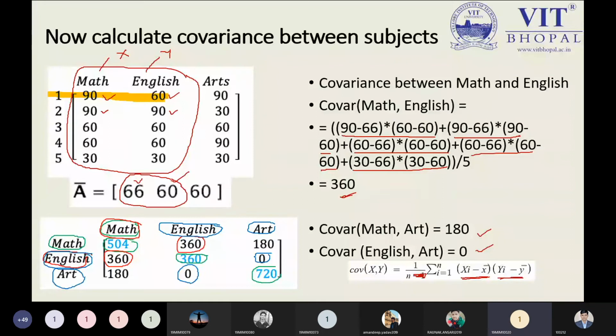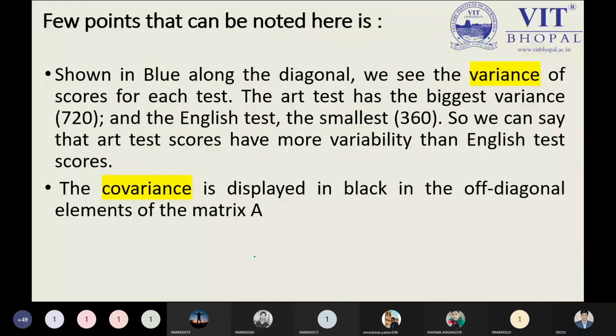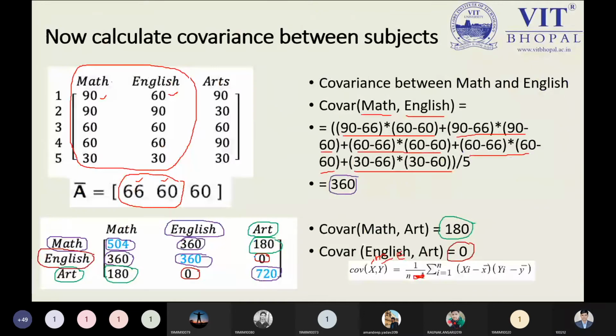Yes, sir. Clear. Okay, so this is an activity we have also discussed with the other slot. I have put the theory over here for your benefit. You can note down that the blue along the diagonal belongs to the variance, and the covariance is displayed in black in the off-diagonal elements of matrix A, as you can see on our slide. So this is the covariance matrix.